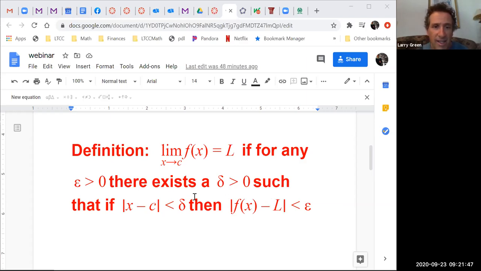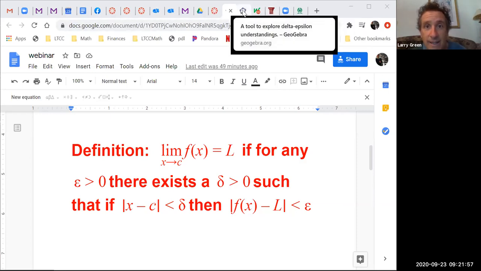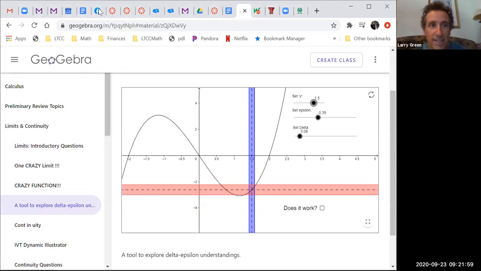Any questions on this definition before I give you a visual? Okay, let's do a little visual. This is something I found online, and there's a little exploration. Unfortunately, you can only do this one example. That's okay, just some cubic or something.